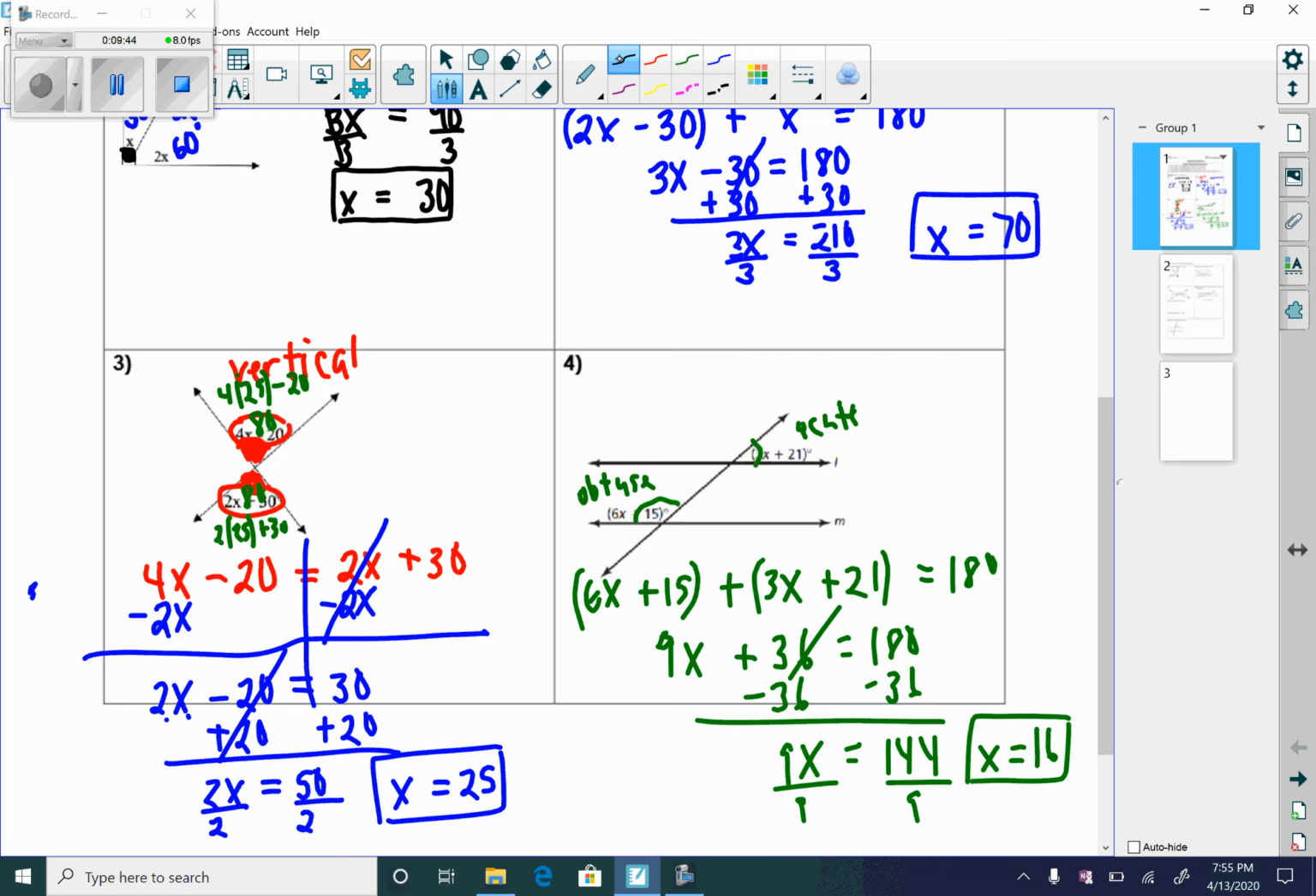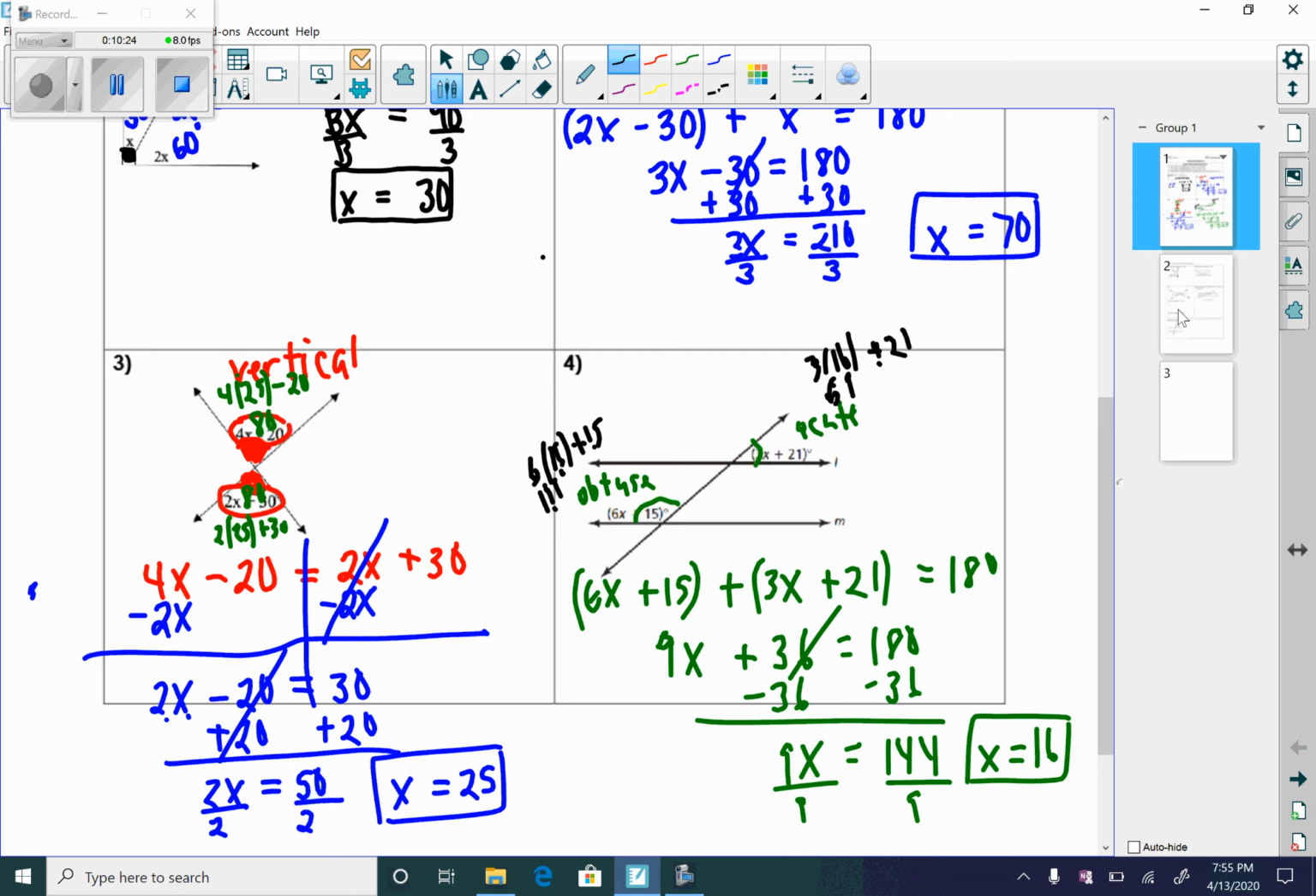But if you wanted to check this, if you do 3 times 16, sorry about the handwriting, plus 21, and you figure out what this angle is, it comes out to be 69 degrees. And if you do 6 times 16 plus 15, if you plug it into that angle there, you're going to get, I believe, 111. And we know that checks because 69 plus 111 is 180. And we said that they were supplementary.